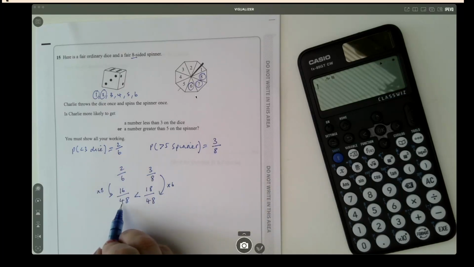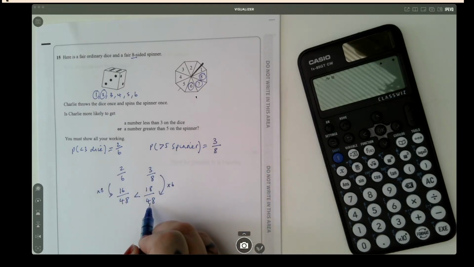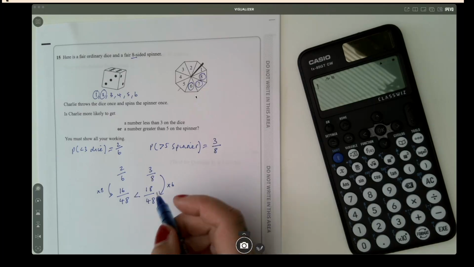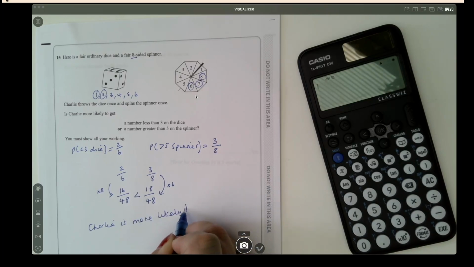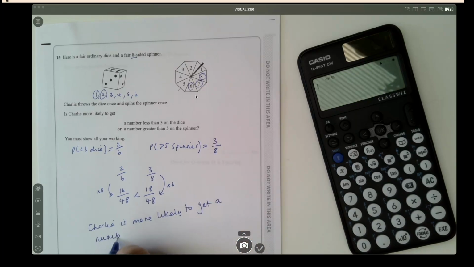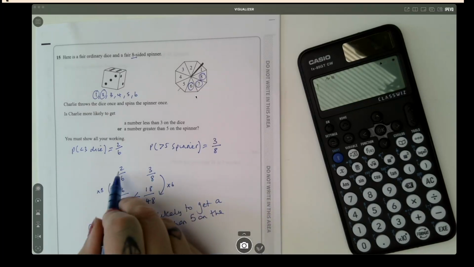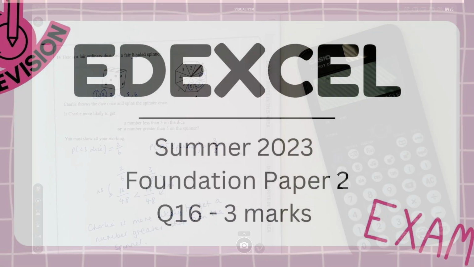So the probability of getting a number less than 3 on the dice is lower than the probability of getting a number greater than 5 on the spinner. So Charlie is more likely to get a number greater than 5 on the spinner. Really important that you get those probabilities and you find a way of comparing them to support your conclusion.